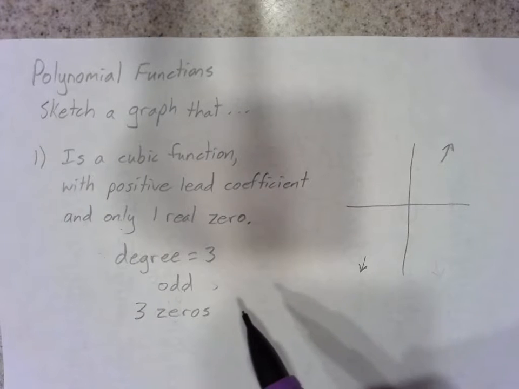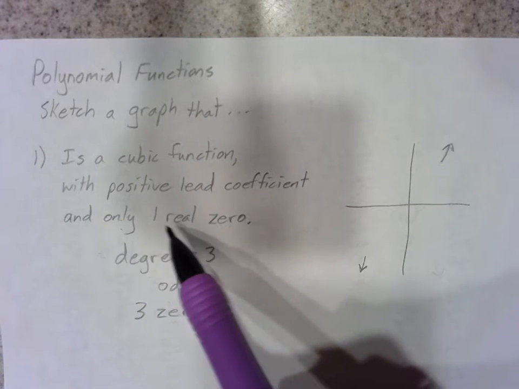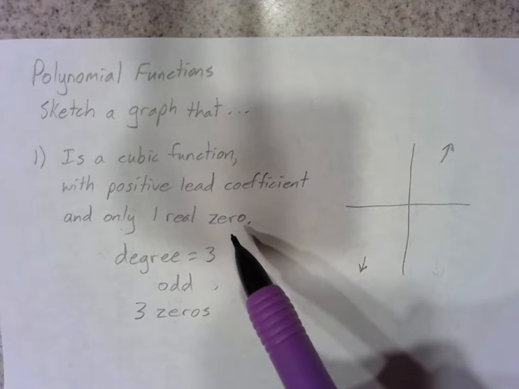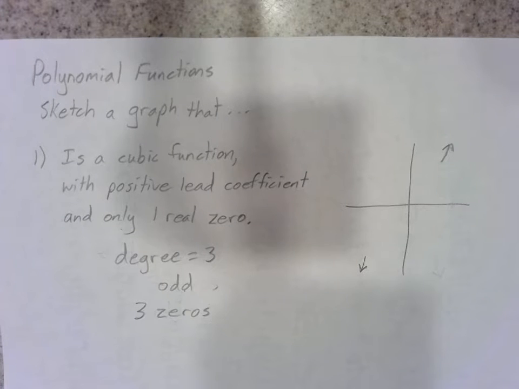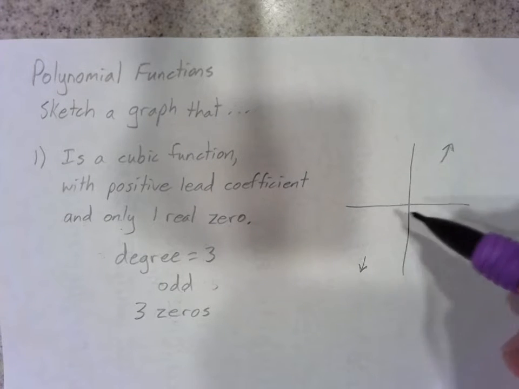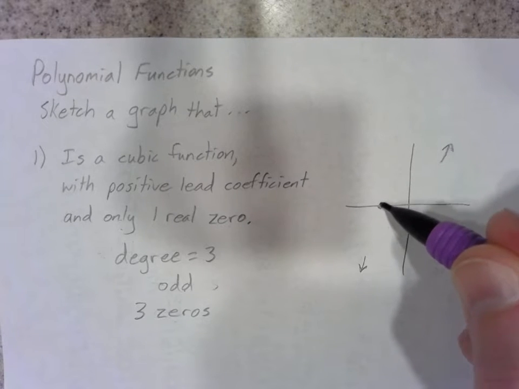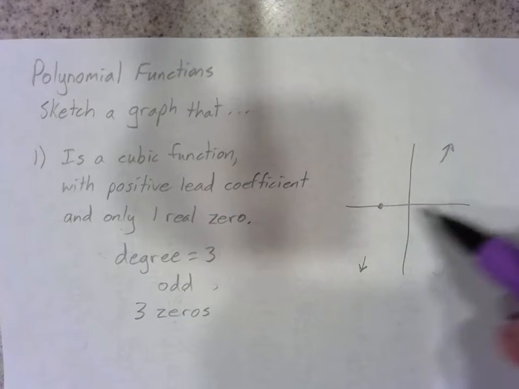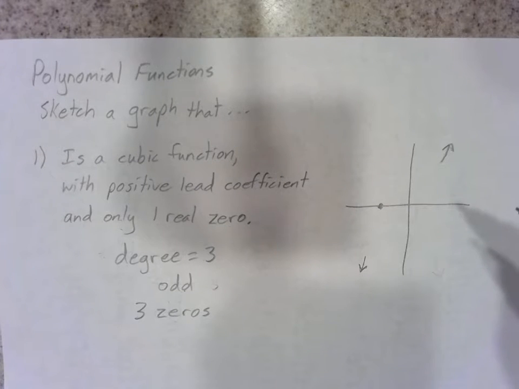Now, what else do we know? We have 3 zeros, but only one of them is a real zero. So there's one point where it's going to cross the x-axis. I'm going to choose to make it right here, but you can put it anywhere along here that you want to. But that's the only place that I'm allowed to cross the x-axis.